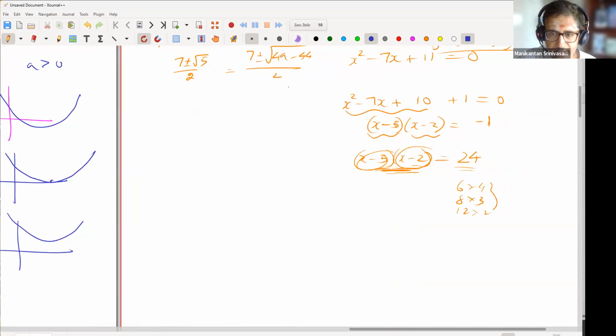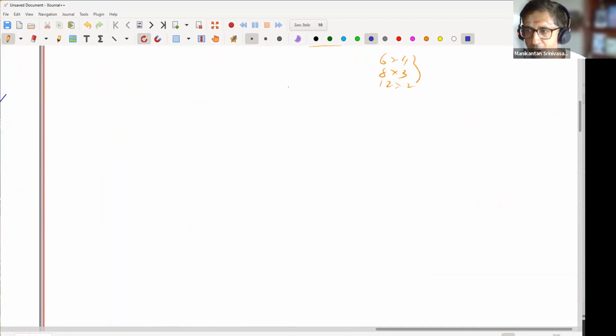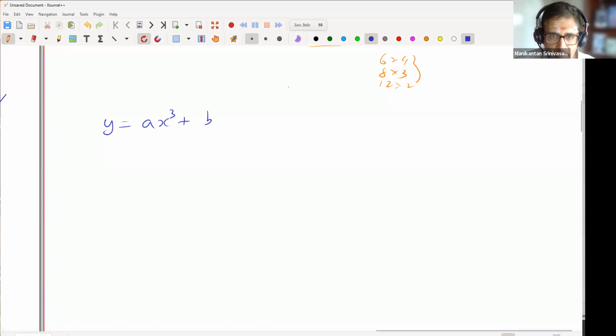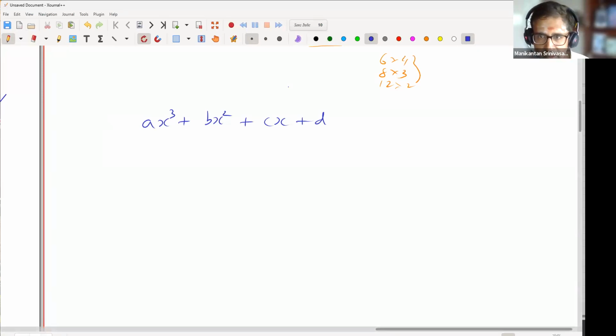Okay, so I was saying the sum of roots and product of roots concept can be extended for cubic and quartic and any polynomial. So by that, what do I mean? So if I have y equal to ax cubed plus bx square plus cx plus d, okay, in fact, I'll say it's an equation, right? So suppose it's equal to 0. I can still find the sum and product of roots, but I can find something even more than just merely the sum and product of roots.